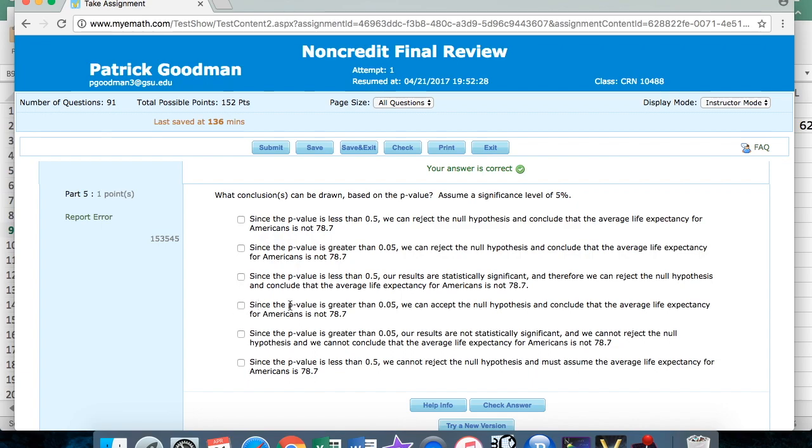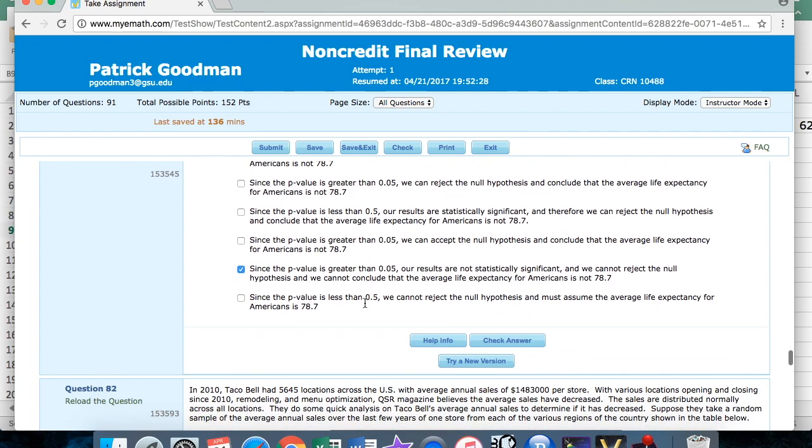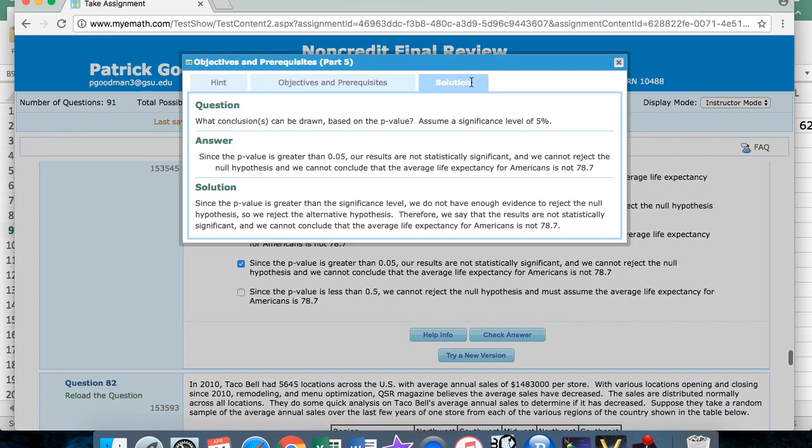Since the p-value is greater than 0.05, we... I don't like the accept, but I don't know. I've heard from some of my students that they say that that's correct, but let's see. Since the p-value is greater than 0.05, our results are not statistically significant, and we cannot reject. That's correct. Since the p-value is less than 0.05, nope. I want to say that's the only one. I don't like the whole accepting.